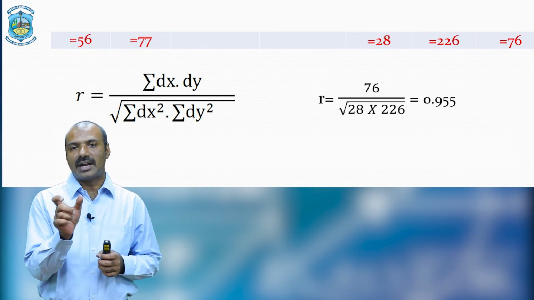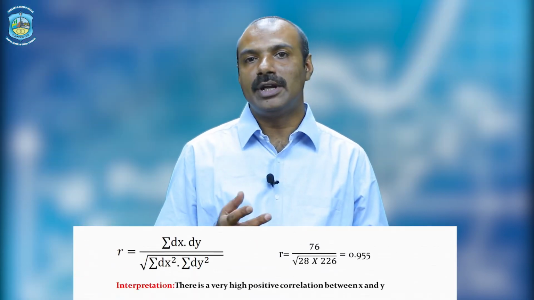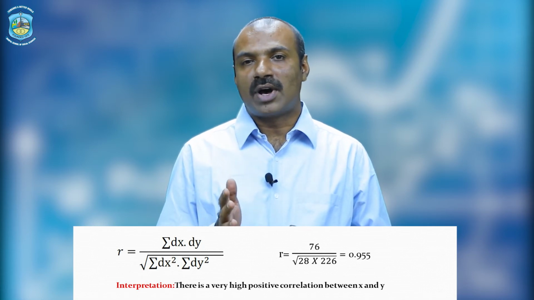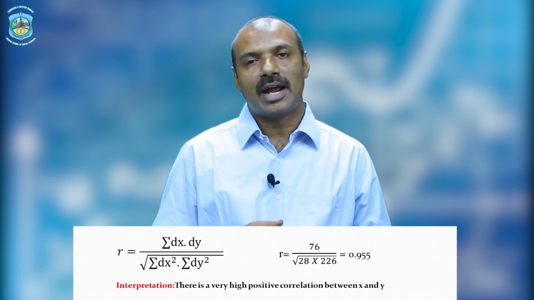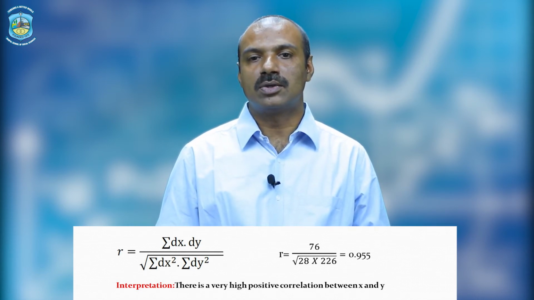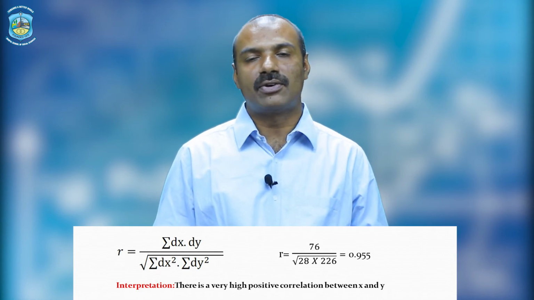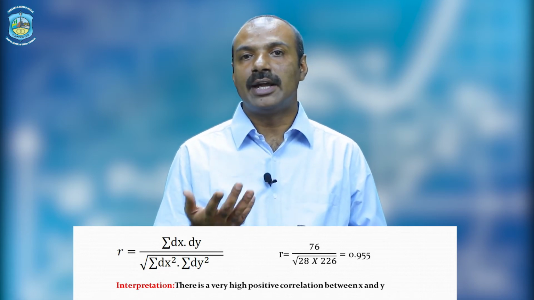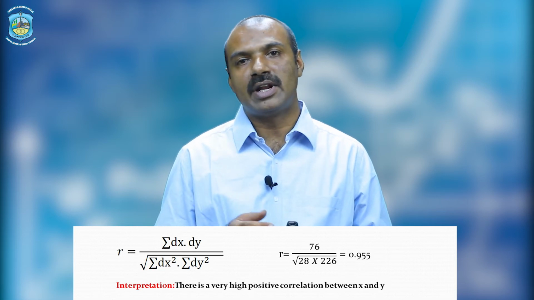But after getting this value, we cannot understand what it interprets. After calculating the value of r, we need to interpret the result. As we know, if the value of r is close to 1, it means there is a high degree of correlation, and we need to take care of the sign also. So as we can see, the value of r is plus 0.955. This value is very close to 1. So we can interpret that there is a high degree of correlation between x and y.